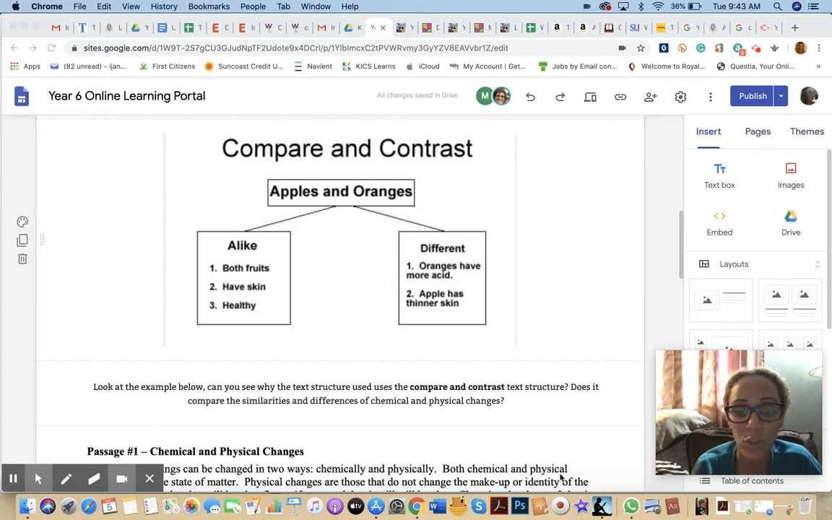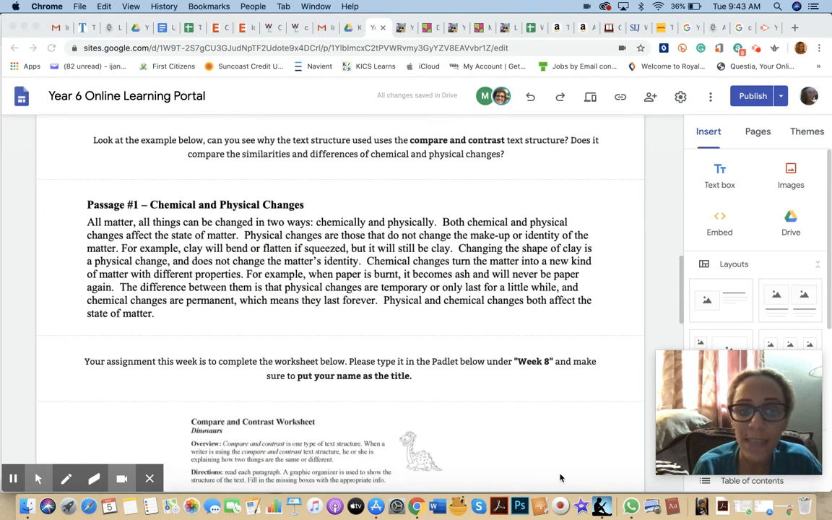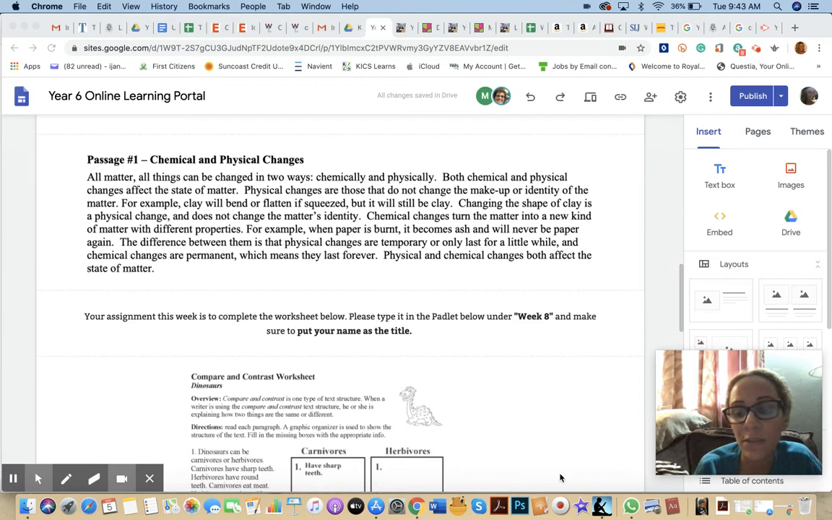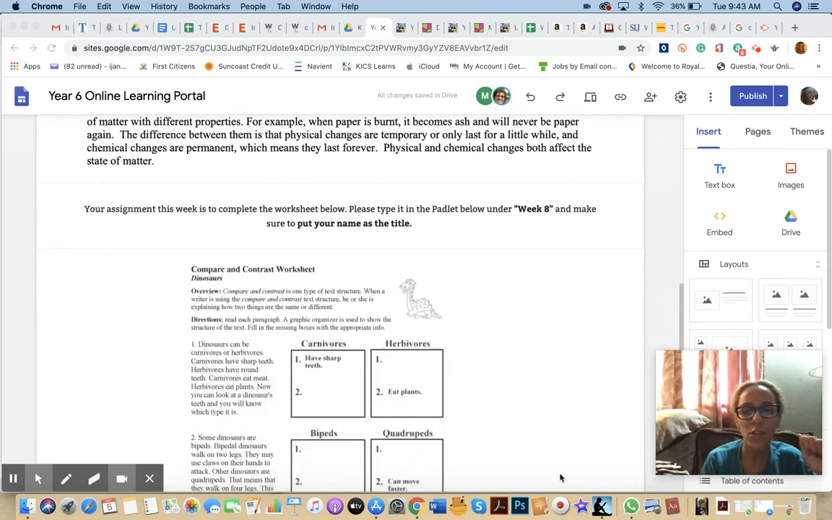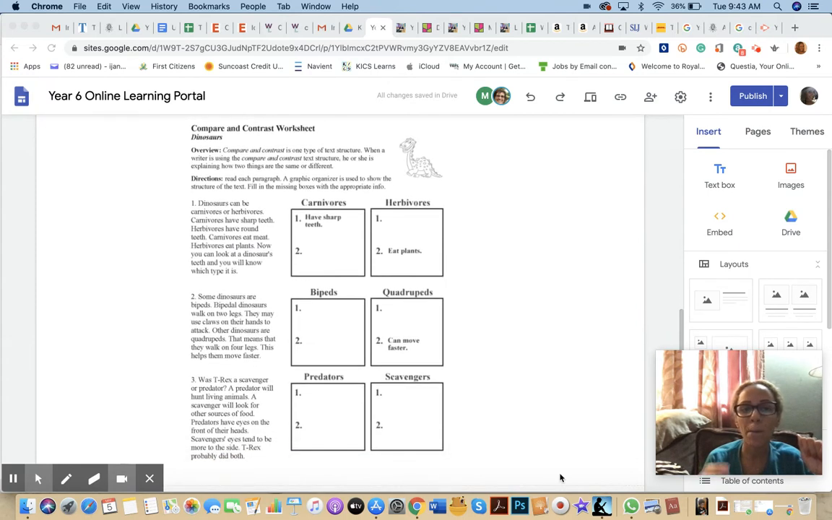That's comparing and contrasting. I showed you an example here as well about chemical and physical changes. This passage or article shows you the similarities and differences between chemical and physical changes. So when you read this article, read it and think about what's similar and what's different. What are they saying are similar things and what are they saying are different things? And then your assignment would be to compare and contrast dinosaurs.